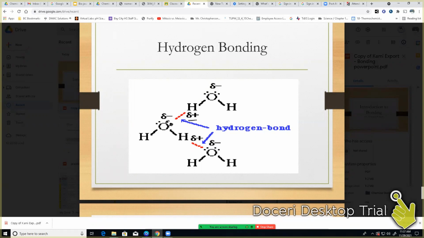And once again, that could only be oxygen, nitrogen, or fluorine. So this would have to be nitrogen or fluorine for that to be able to happen. No other element would that occur with. So that's our strongest one, and that's why water has some of the properties that it does have.